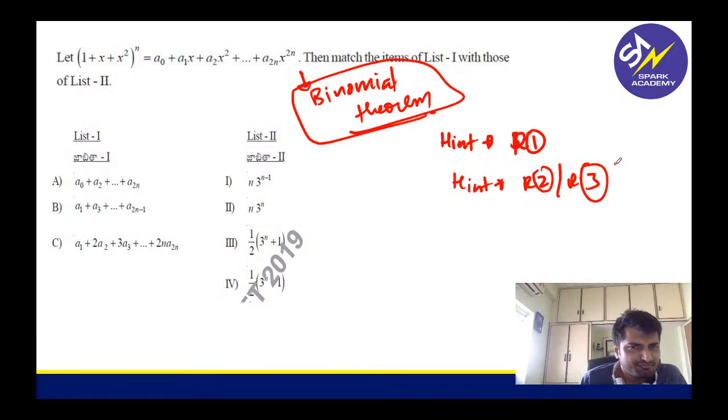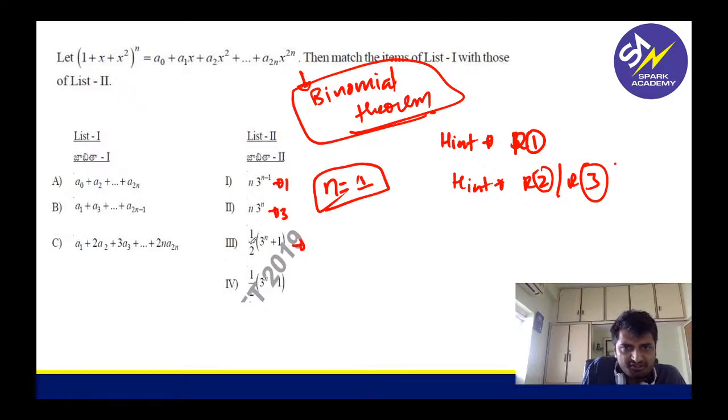Why do you want to give x value? Can I give n value, guys? Can I give n value? Yeah. Can I give, let us say, n value as 1. What is happening, guys? First option is 1. Second option is 3. Third option is 4 by 2, which is 2. Fourth option, 3 power 1, 2 by 2, which is 1. So you might get a tie here. So safe side, I will give n value 2.